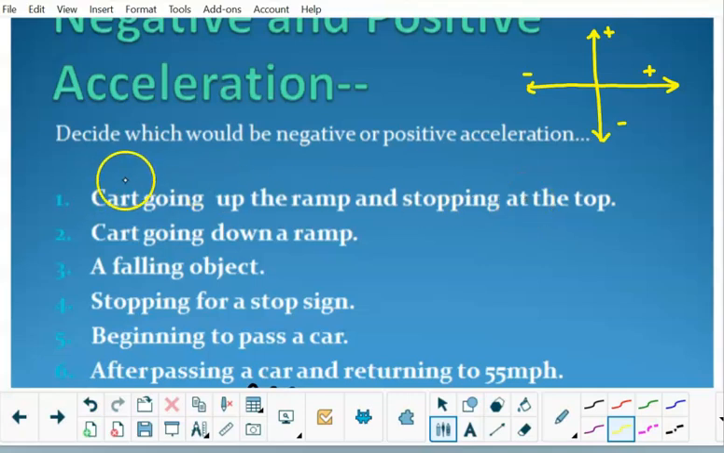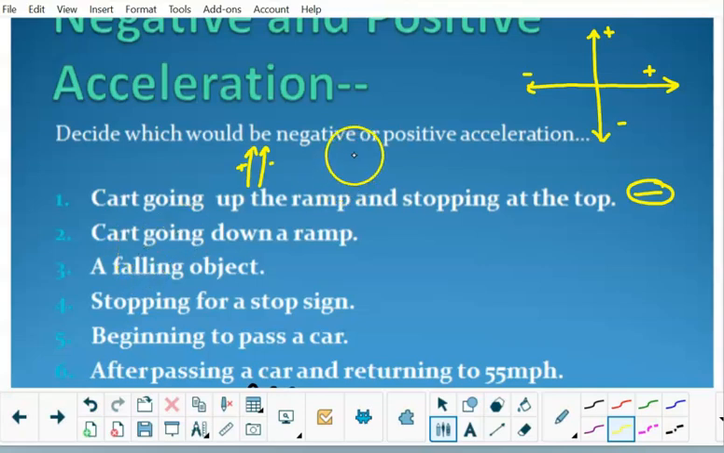So we got to look at it. We got a car that's going up a ramp. Okay, it's going up, so it's going to be positive. And it's stopping at the top. So as it goes up, it's slowing down. So as it slows down, that acceleration is negative. But it's going up, which is positive, but it's slowing down as it goes up. So this is going to be deceleration. You know that that vehicle is slowing down as it goes up the ramp without any extra energy. So that will be a negative acceleration.